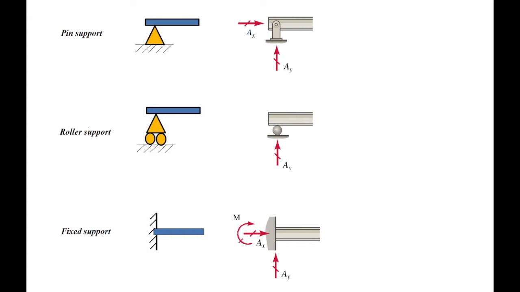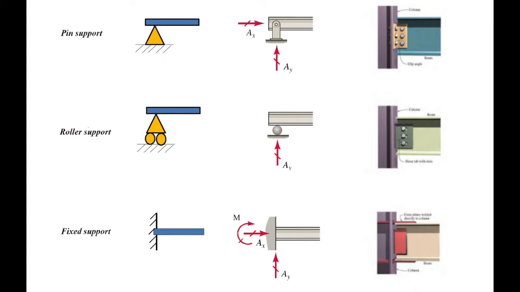The pin support restrains the movement of the beam in the vertical and horizontal direction, but allows for free rotation of the beam. Roller support restrains the movement of a beam perpendicular to the direction of the support, but allows for the free movement of the beam in the axial direction, and also allows for the free rotation. And the last one is the fixed support that restrains the movement of the beam in the horizontal and vertical direction, and also restrains the rotation of the beam. Note that the graphical presentation of the supports shown in these figures does not represent how these supports are made in real-world structures.